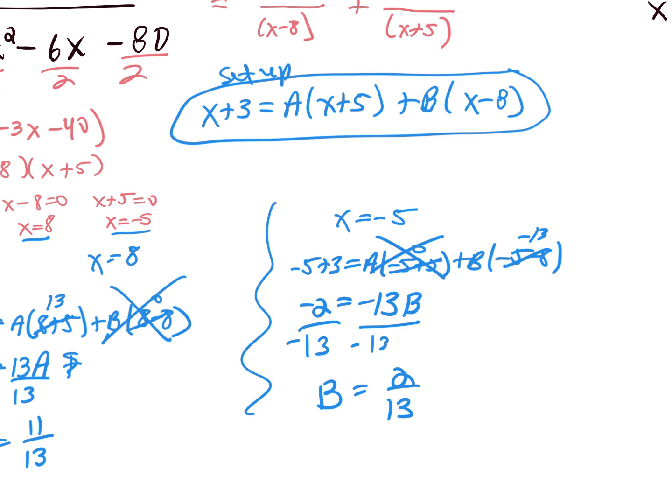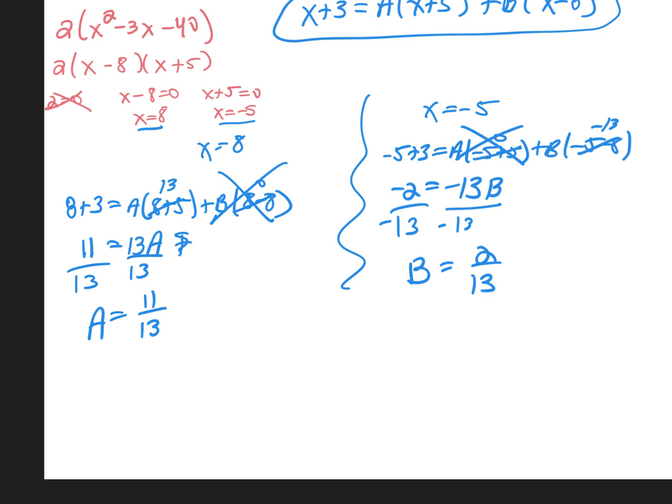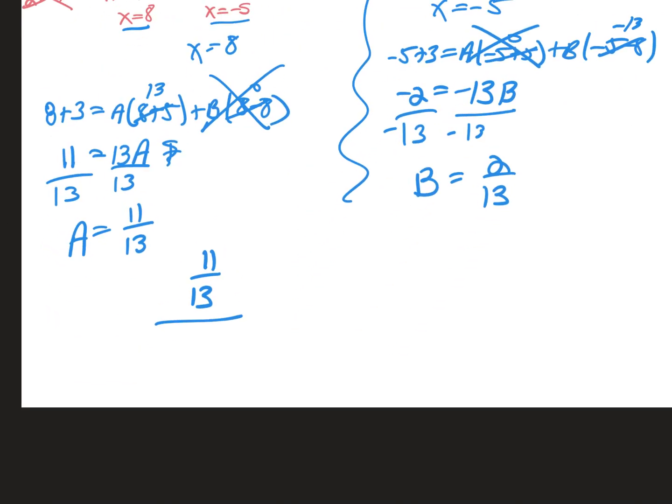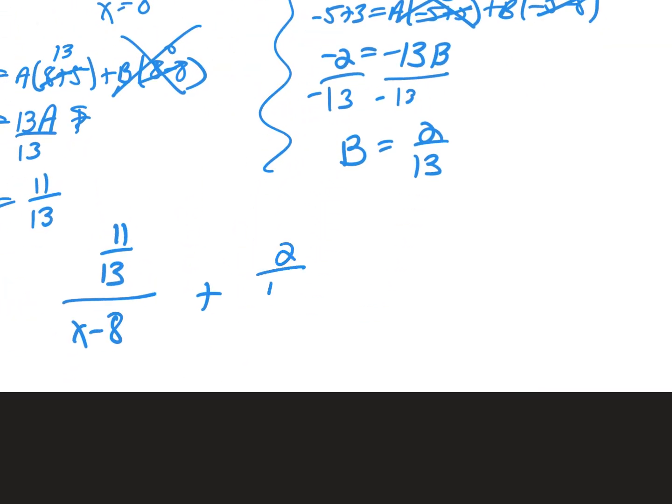So for the solving part, guys, remember we go back to the original and then we replace our a's and b's and c's and however many letters we have with the values that we found. So I have a is 11 over 13 over x minus 8, and then I have plus b is 2 over 13 over x plus 5.